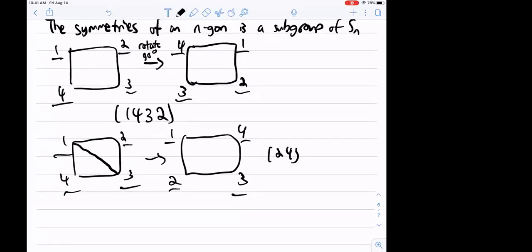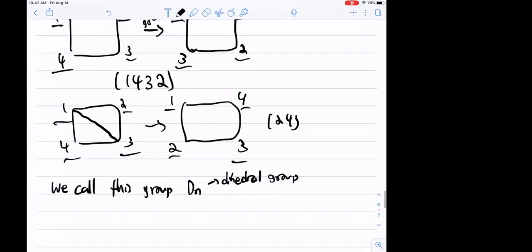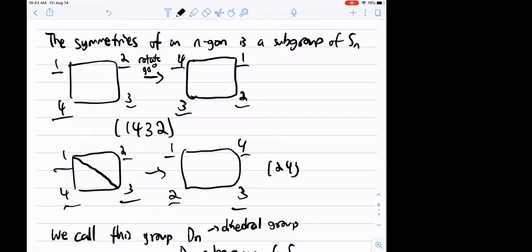Later on, you'll see that we call this group Dn. It's called the dihedral group. He'll probably go over that more after the midterm. But this is a subgroup of Sn, because every rotation and reflection is just moving your vertices, so everything is determined by how your vertices move.